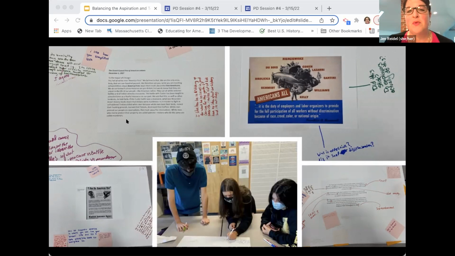You can see there on the far right, there's an image there. This was a poster that was produced during World War II, and it was promoting this idea that there is no discrimination within the workforce. We need unity during the war efforts. And so kids looked at, well, what does this image suggest people at some moment in time and in history thought about who or what is an American?